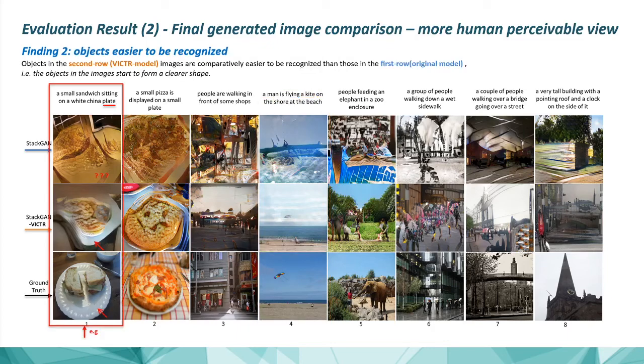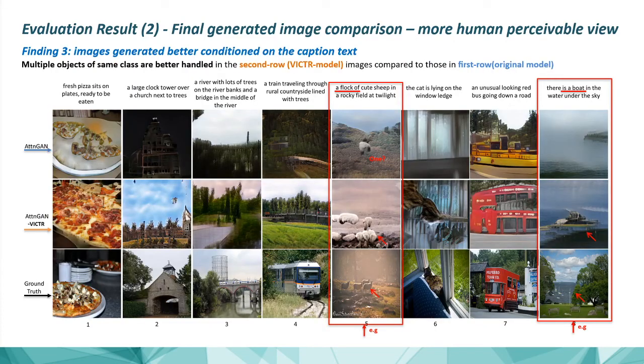Secondly, compared to the images from the original models, the VICTR-based image provides a much clearer object shape, so objects are relatively easier to recognize. For example, the food and plate in the first column. Also, VICTR helps the model to well represent contents in the text caption. For example, VICTR is good at handling quantifiers into individual objects.